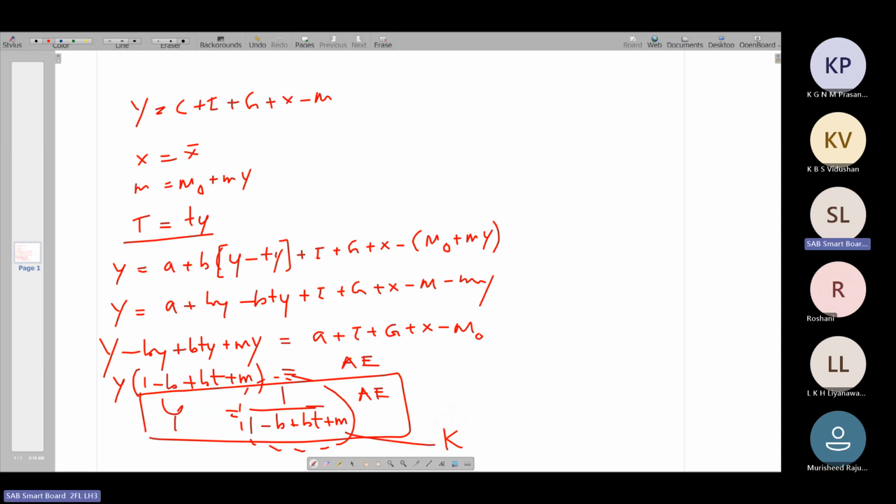So the autonomous expenditure multiplier has changed: 1 over (1 minus b plus bt plus m). That is different from the previous one. With the model variables changed, the multipliers also change with the proportionate tax. The tax multiplier is minus b over (1 minus b plus bt plus m). The expenditure multiplier and the government expenditure multiplier are the same, 1 over (1 minus b plus bt plus m). The import multiplier is minus 1 over (1 minus b plus bt plus m).